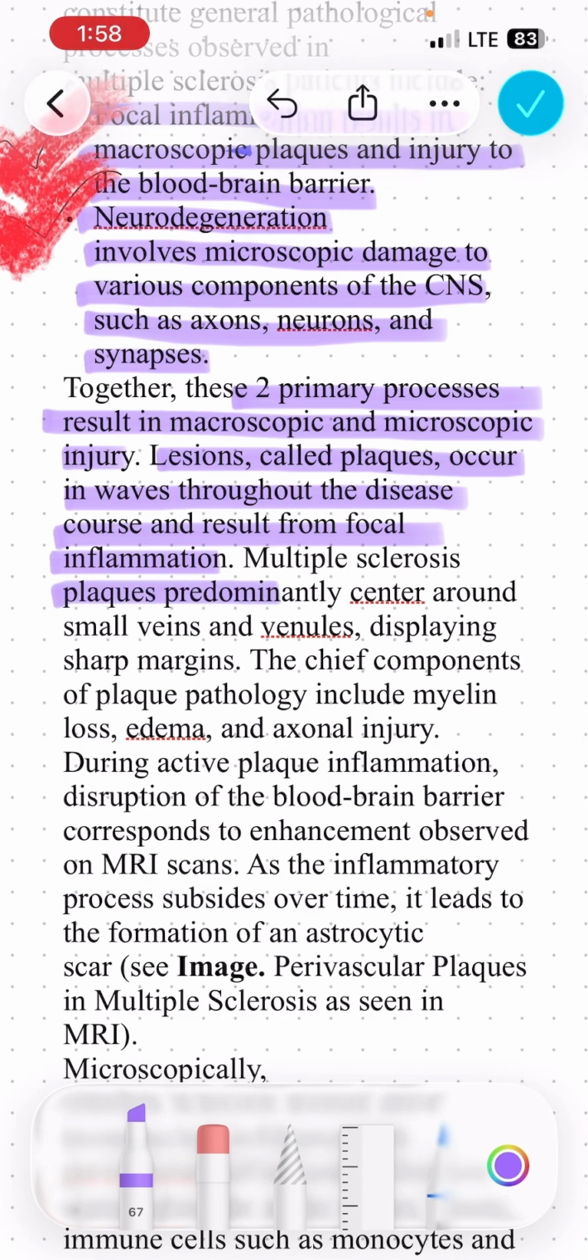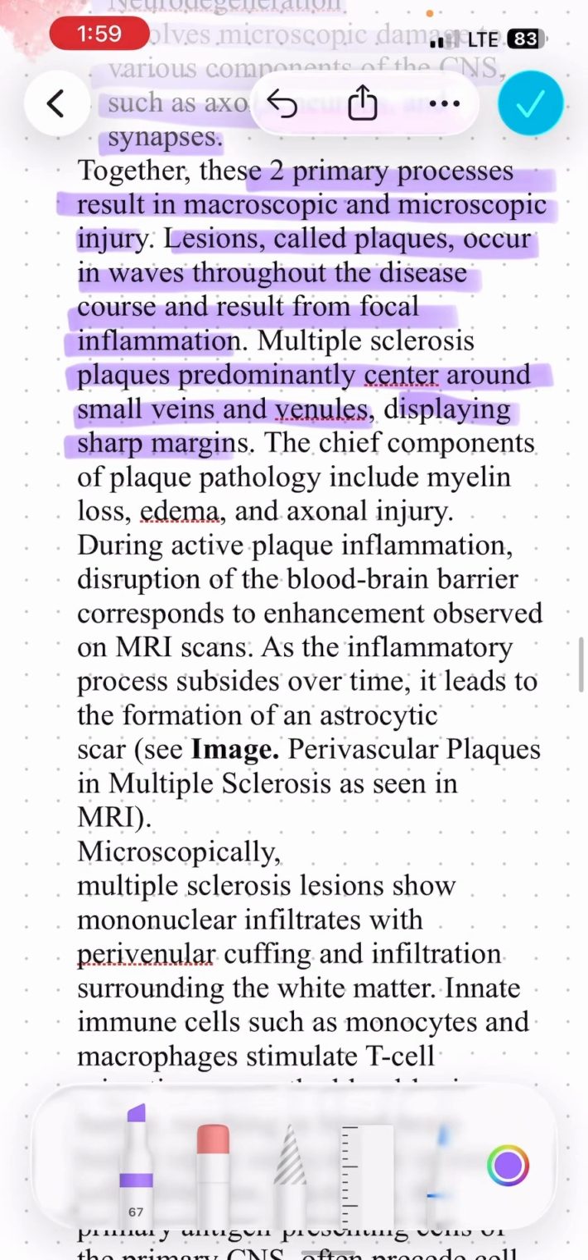These plaques predominantly center around the small vessels and venules, displaying sharp margins. The chief components of the plaque pathology include myelin loss, edema, swelling and axonal injury. We have discussed it very nicely, right? During active plaque inflammation, disruption of the blood-brain barrier occurs, corresponding to the enhancement observed on MRI scans. We'll see the MRI scan.